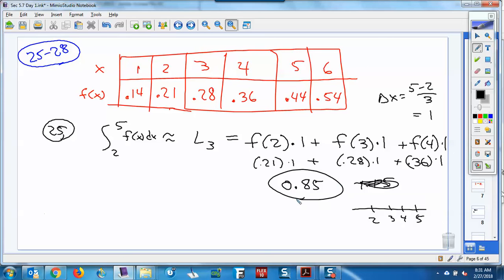Right? That's it. Now I could plot those points. It's a lot like the very first problem we did when we entered Chapter 5. We plotted some points. We talked about left rectangle, right? You can do all that.